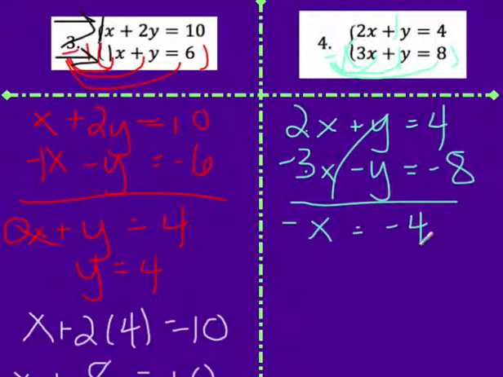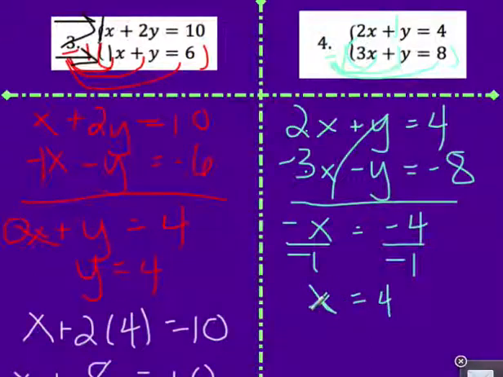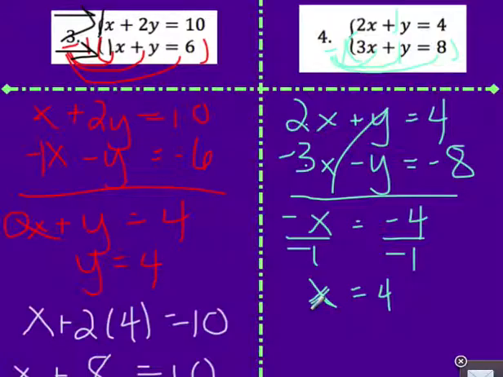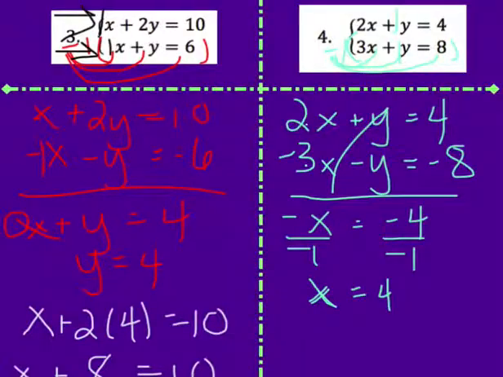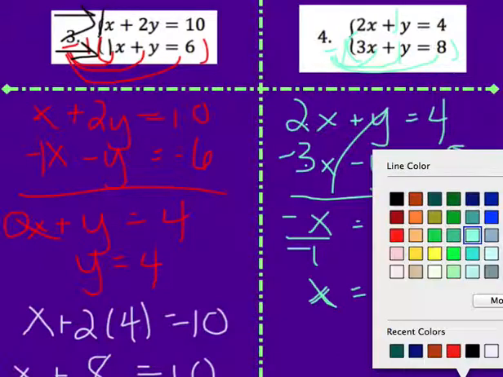Well, I don't want to know what -x is equal to, so to get rid of that negative, I'm going to divide both sides by a -1. So then I get that x is equal to 4. Okay, so then now that I know that x is equal to 4, I can go ahead and I can plug that in.